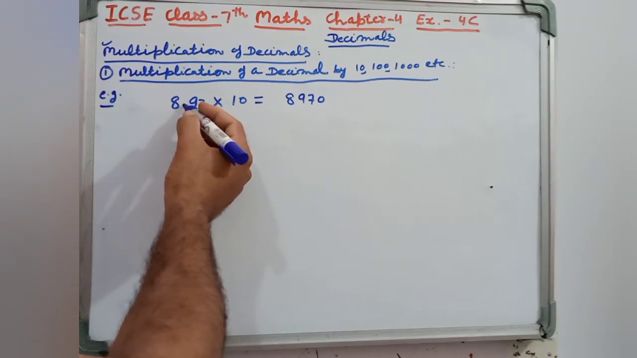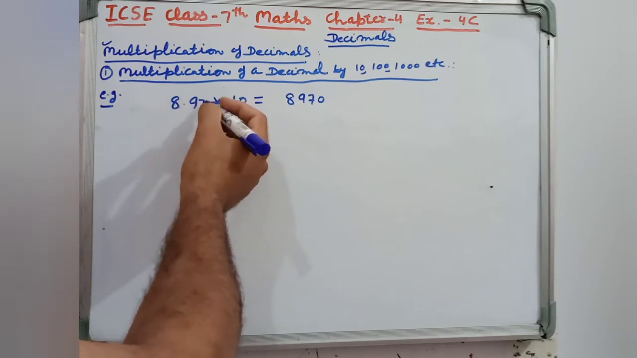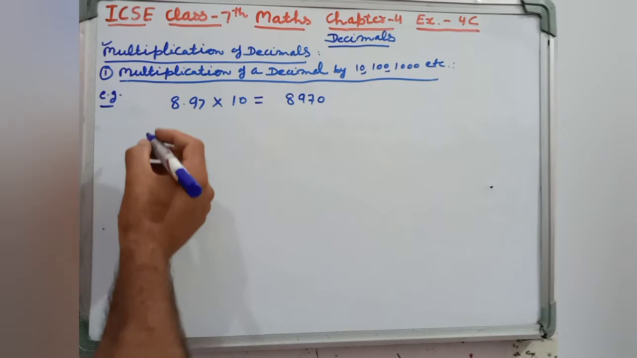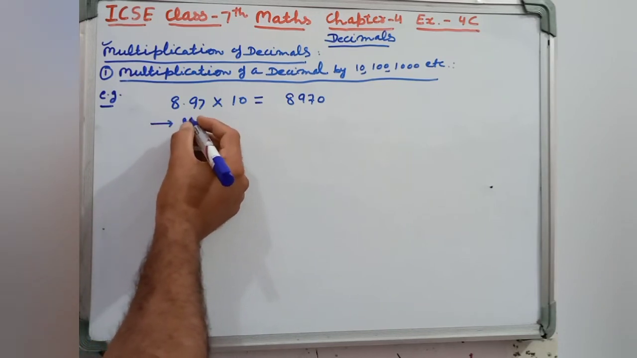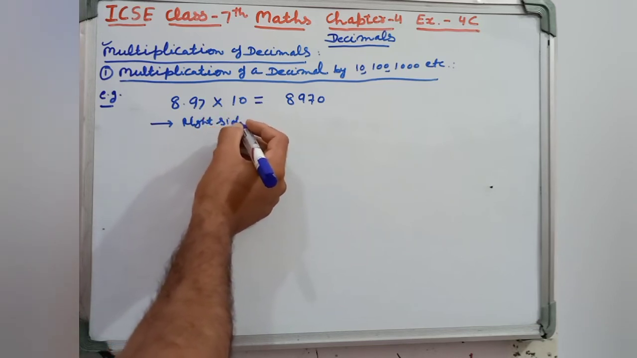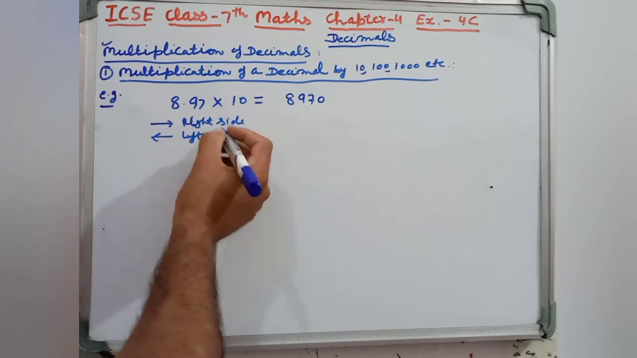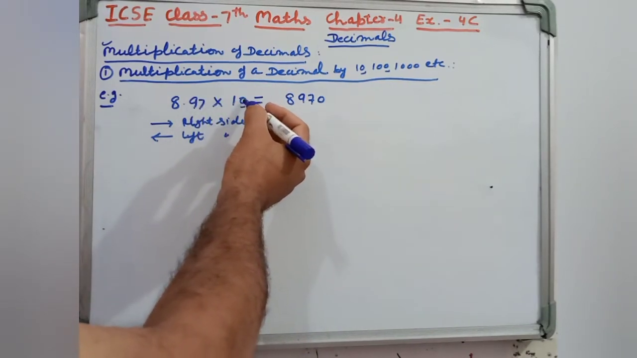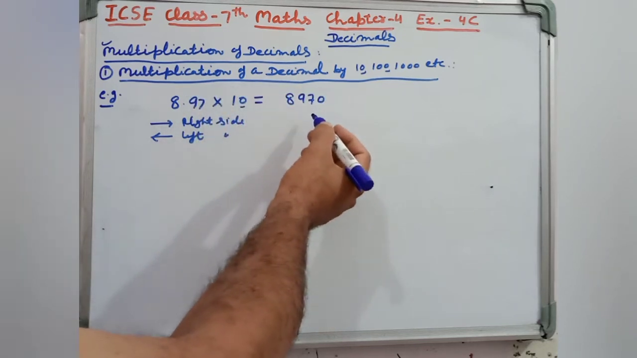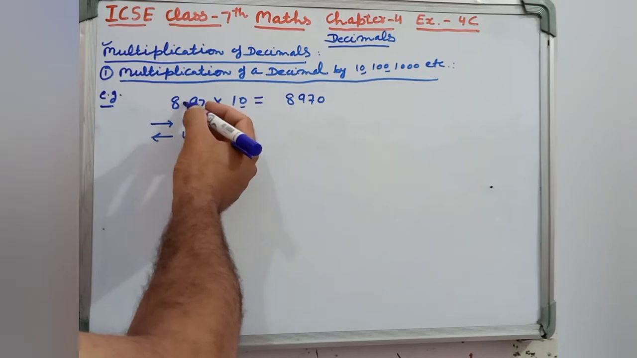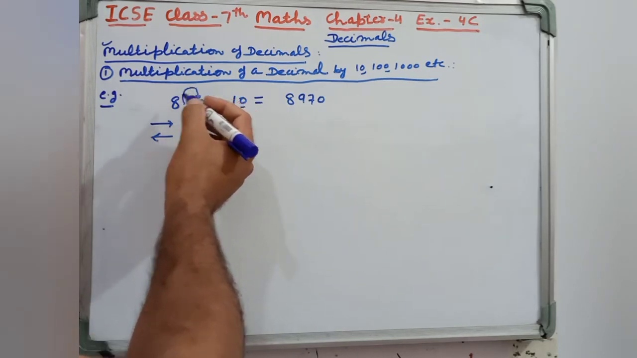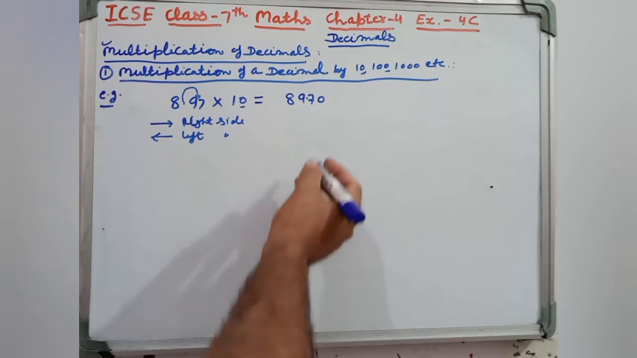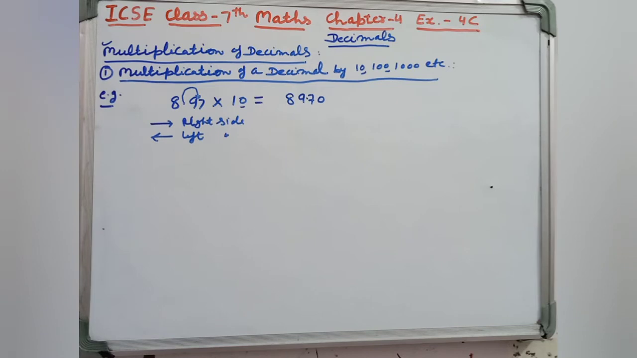Now, the decimal is here after one number, one decimal place. We have to shift it according to the zeros, to the right. When we move this side in a number, this is called right side movement. When we move this side, this is called left side movement. Now we have to move right side. How many places according to the zero? Then for 10, we will shift it by one place, right? This decimal will shift here. Our answer will become 89.70 or 89.7.